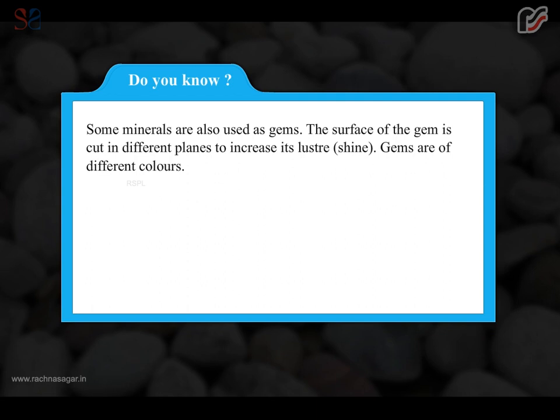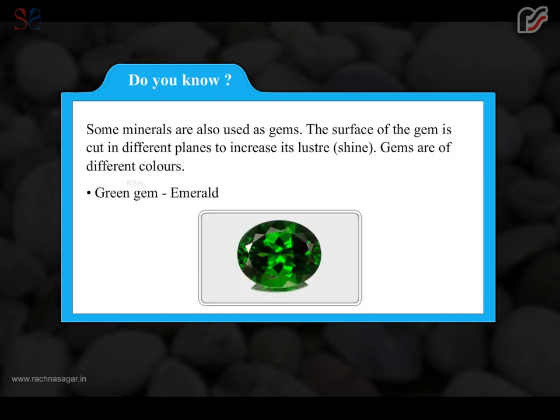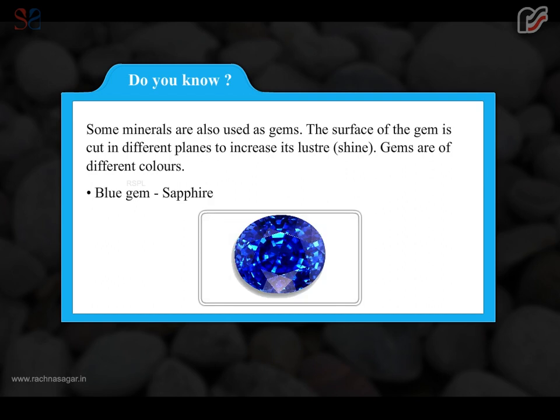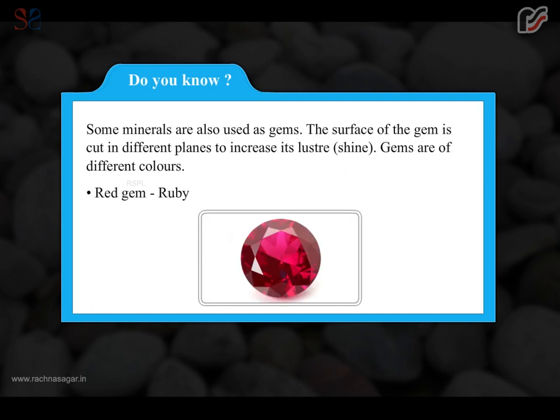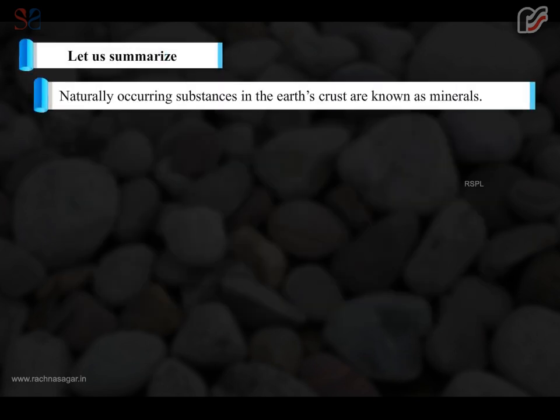Do you know? Some minerals are also used as gems. The surface of the gem is cut in different planes to increase its luster, shine. Gems are of different colors: yellow gem, opal and amber; green gem, emerald; blue gem, sapphire; red gem, ruby; colorless gem, diamond. Let us summarize.